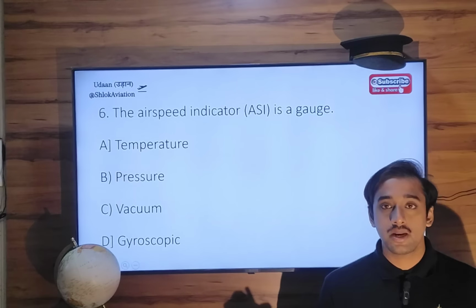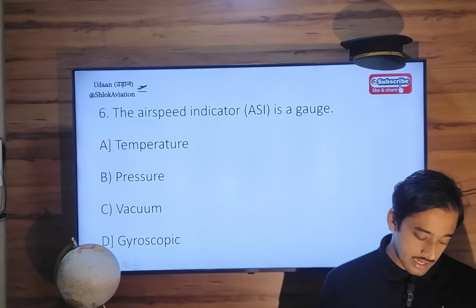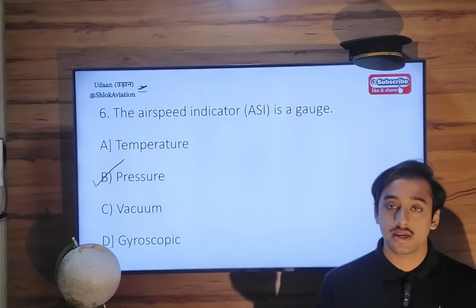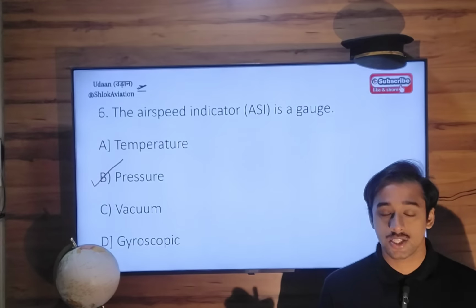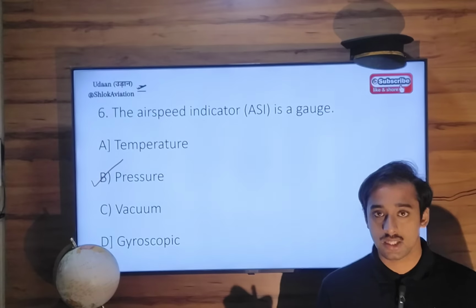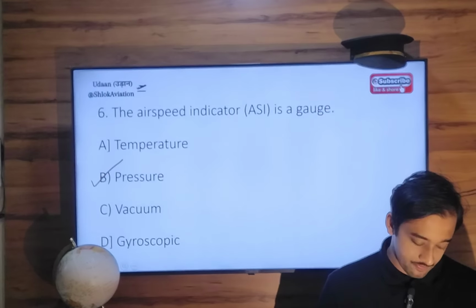Question 6. The airspeed indicator is what? So the airspeed indicator is a pressure gauge. It's not a temperature gauge, nor a vacuum or gyroscopic gauge. So it's a pressure instrument.